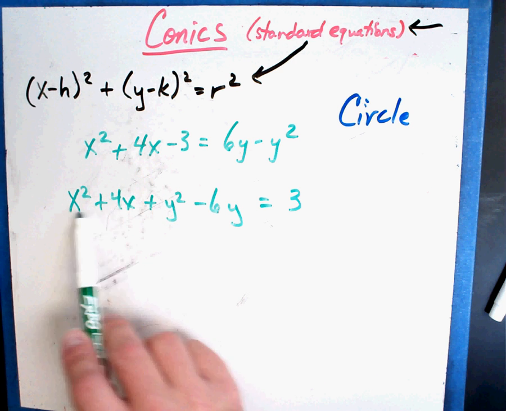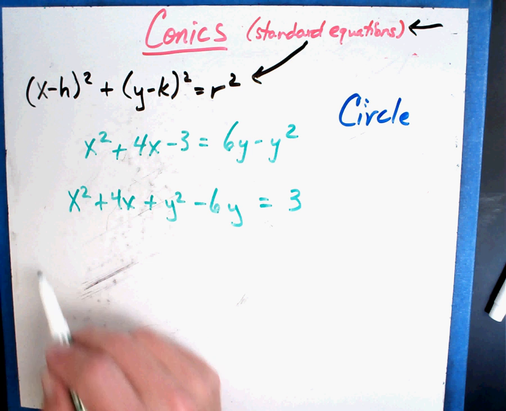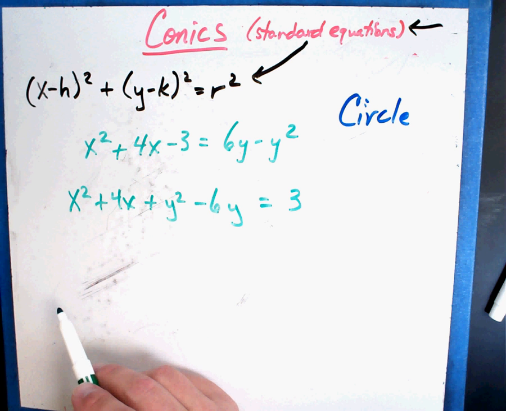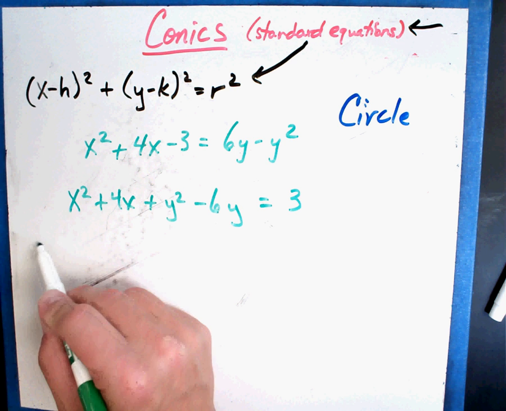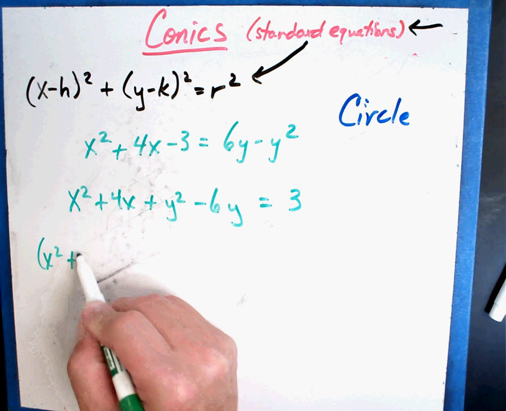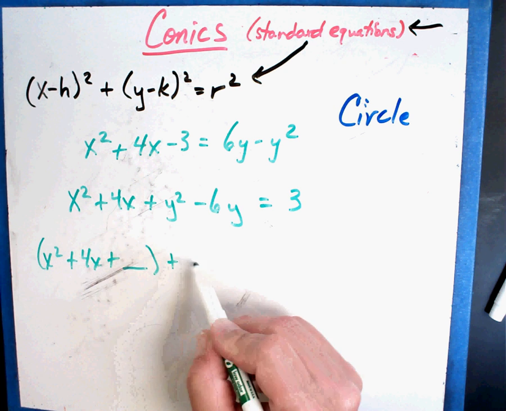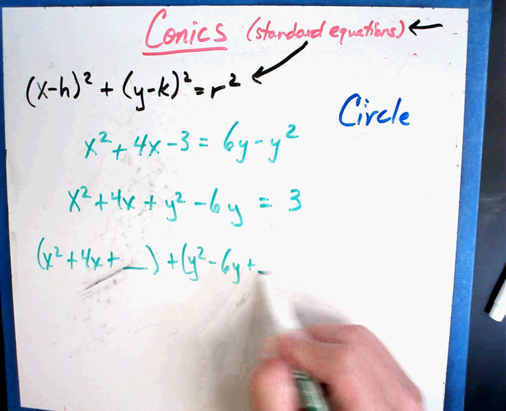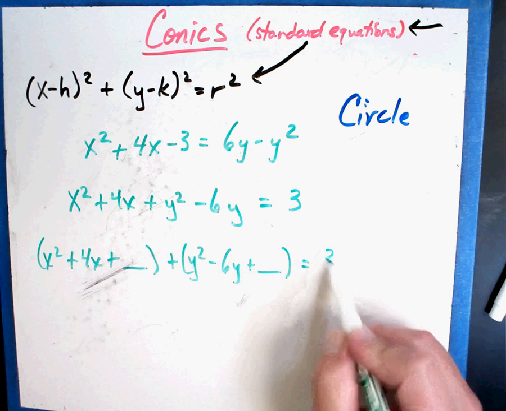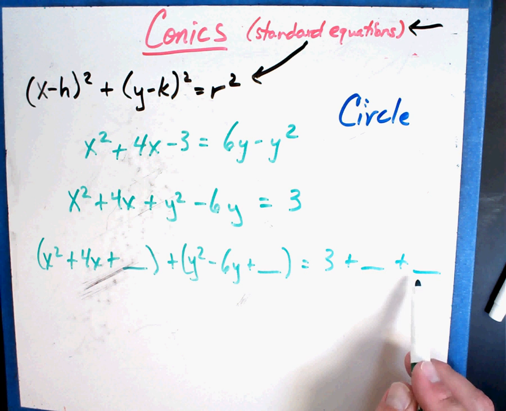I don't have enough terms here to factor this, so we have to do what is called completing the square. What I'm about to show you is going to work for all four of these conic questions, and here's how it works. We're going to take x squared plus 4x plus blank plus y squared minus 6y plus blank equals 3 plus blank plus blank. Now, this confuses some people.